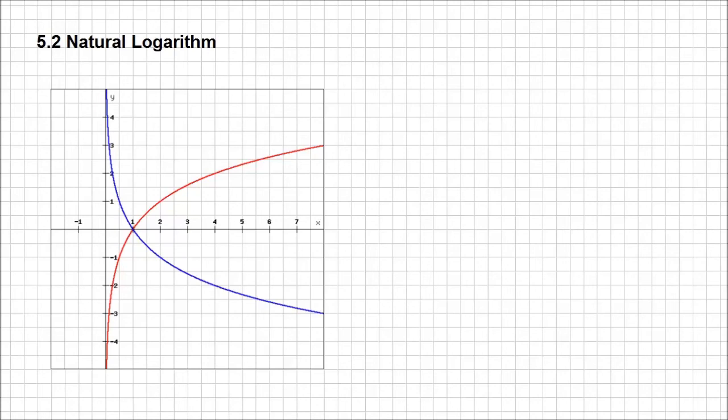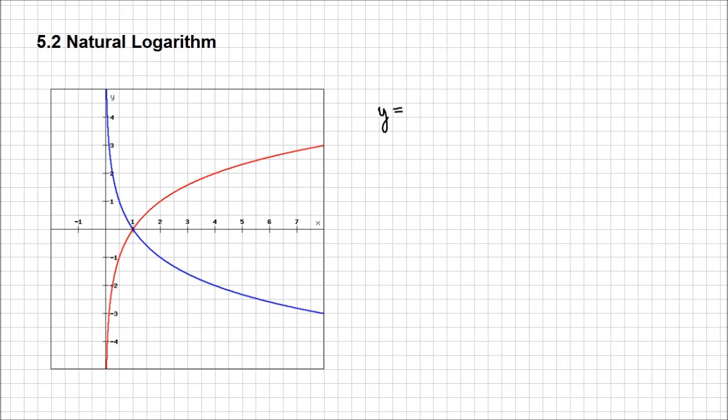Hello. In this lesson I'm going to talk about natural logarithm. This natural logarithm is a function that represents the inverse of the exponential function e at power x. However, before I start talking about this natural logarithm, let's take a look at the logarithmic function and its properties.